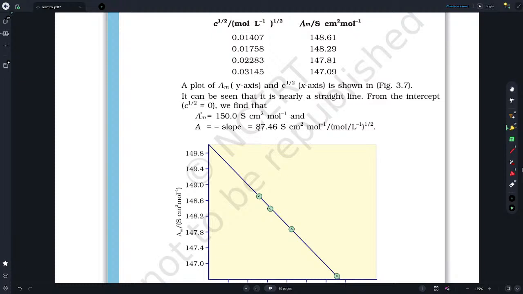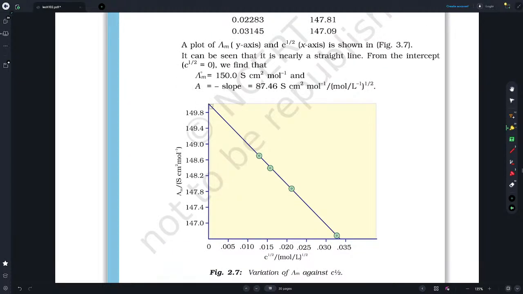They found the value of the slope to be 87.46 Siemens centimeter square per mole, and the limiting molar conductivity to be 150.0 Siemens centimeter square per mole. See here, as the concentration is approaching 0, this point is where we have the limiting molar conductivity. As this is 149.8, we can approximately take it as 150. As such, the limiting molar conductivity is 150 Siemens centimeter square per mole, and the slope is 87.46 Siemens centimeter square per mole.